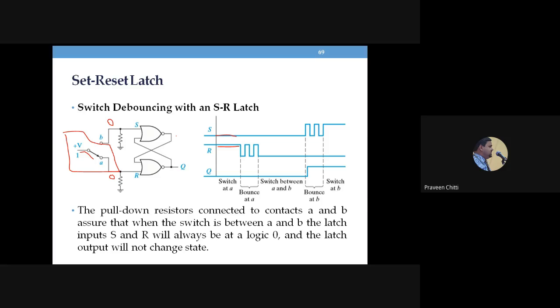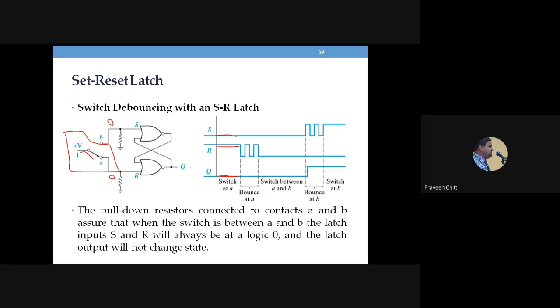So what happens now when R is 1? Initially I am assuming that R is 1. Now when R is 1 and S is 0, for this period I get the output 0, because R equal to 1 resets the flip-flop. So you will get Q equal to 0. When R is 1, you are going to get Q equal to 0.